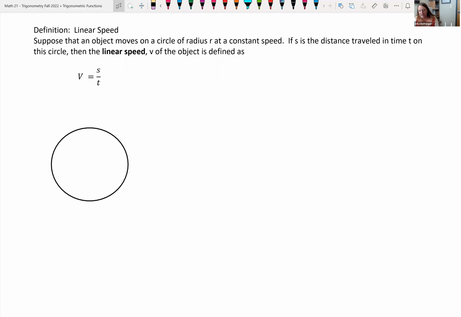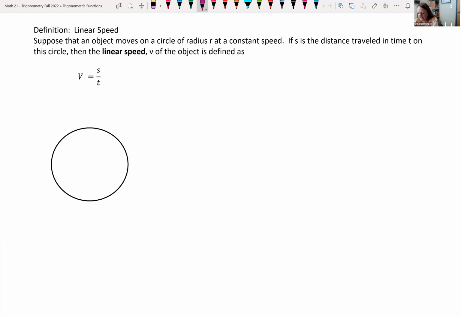Okay, so you should see my screen and it has the definition there of linear speed. Linear speed says, suppose that an object moves on a circle of a radius r at a constant speed. If s is the distance traveled in time t on the circle, then the linear speed v of the object is defined by v is equal to s, which is our arc length, all over t, which is time. So v is the distance. And we use that letter right now for our formula for distance on the arc length.